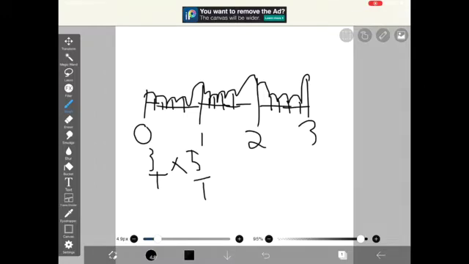5 over 1 is the reciprocal of 1/5. The reciprocal is literally just the number flipped. So 3 times 5, 15 over 1, 15. Is that how many jumps we had? That's a good way to check. You can use that for pretty much every single problem.